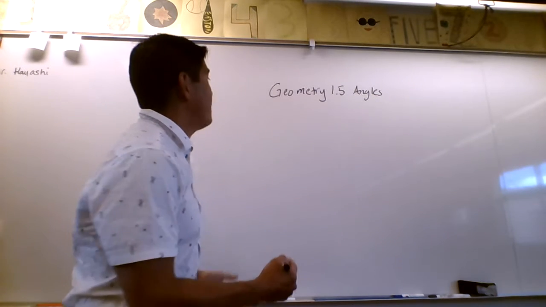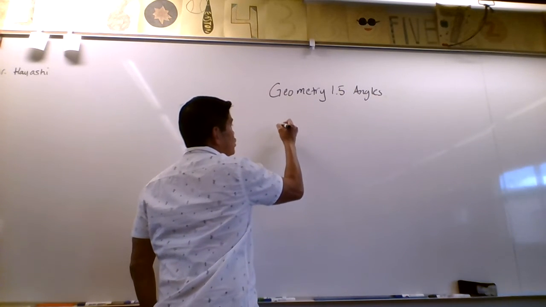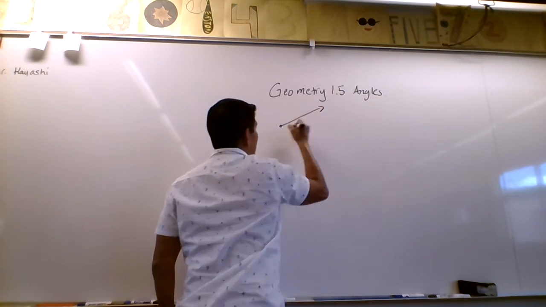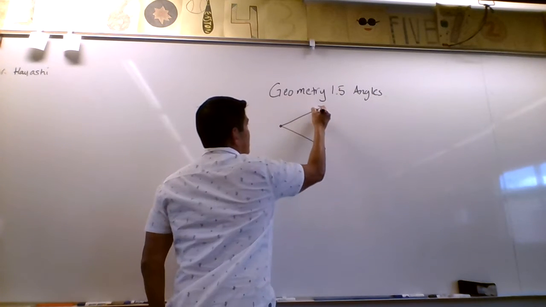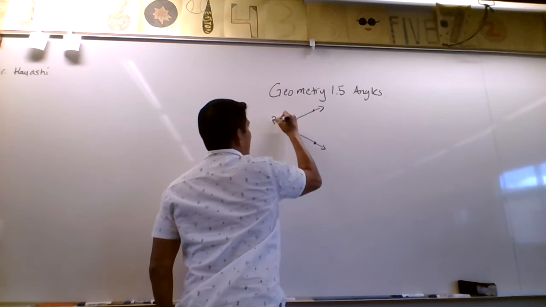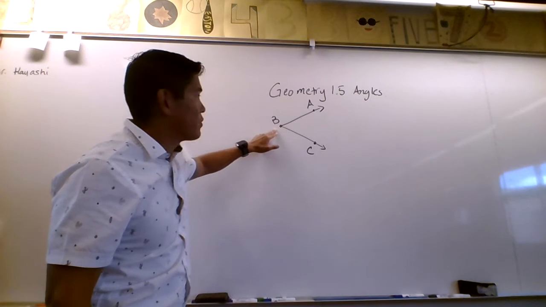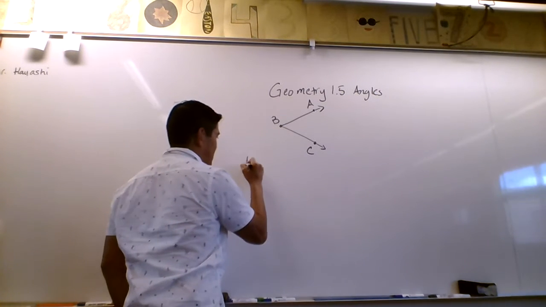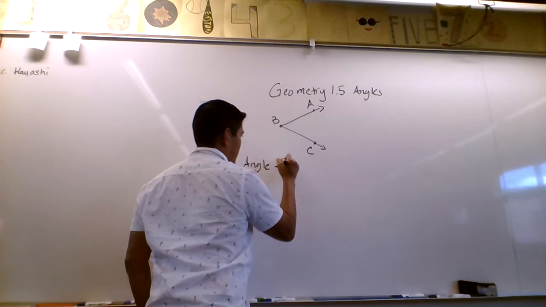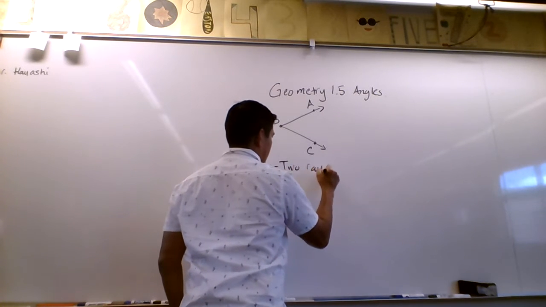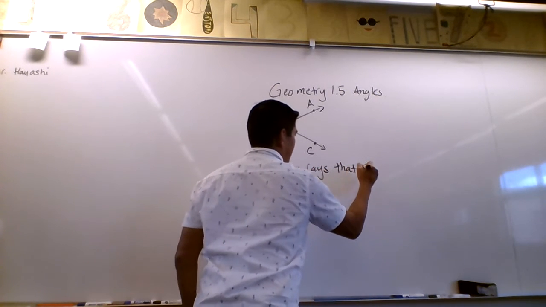So I think everybody knows what an angle is. Maybe you're not able to define it. An angle is just two rays that share a common endpoint. So let's just say I have ray BA and ray BC. The common endpoint here is B. So that is what makes up the angle. Two rays that share a common endpoint.